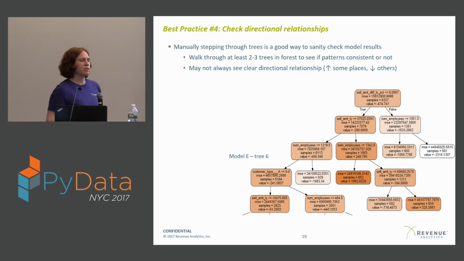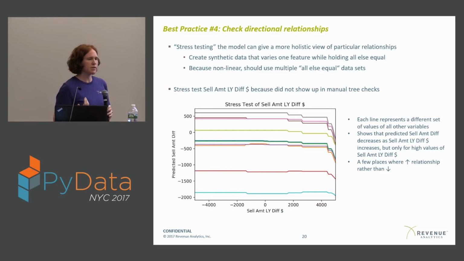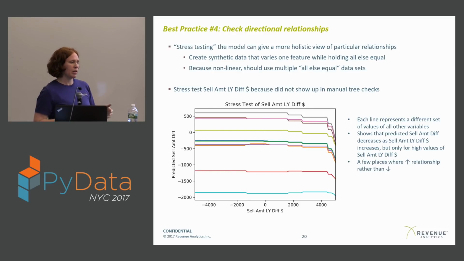But it would be nice if we could see a little more systematically what the relationship is between the predictors and the response. That's where this idea of stress testing the model can give you a more holistic view of particular relationships. The idea is to create some synthetic data that varies one feature while holding all else equal. But because this is a nonlinear model, an ensemble method, we need to use multiple all-else-equal data sets or else we could get misleading results.